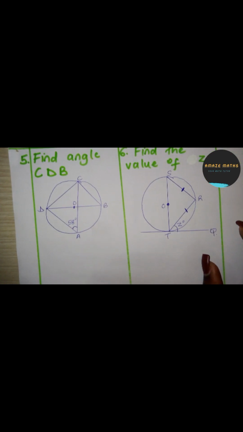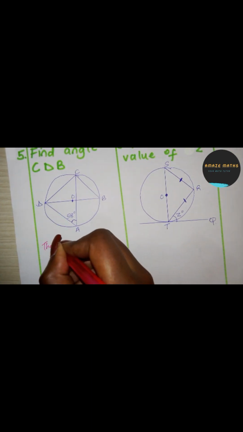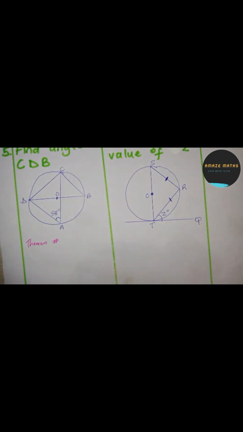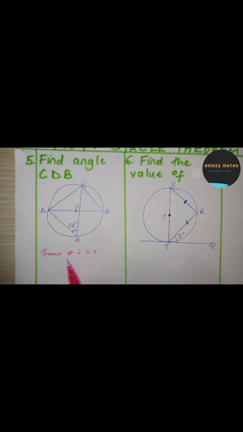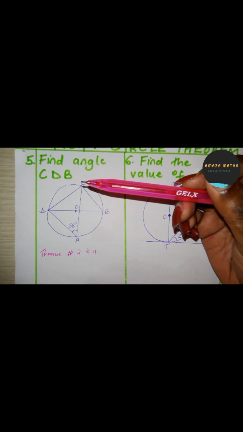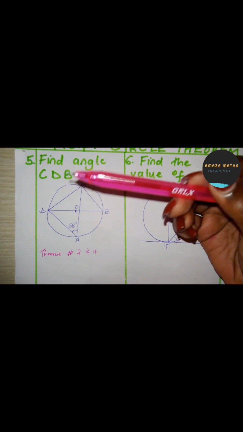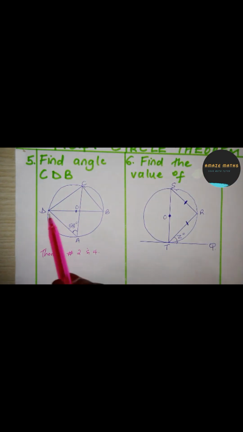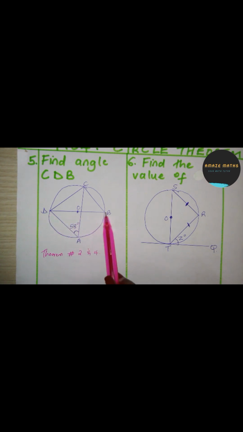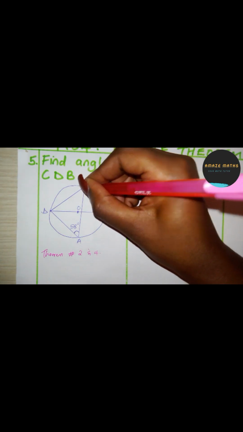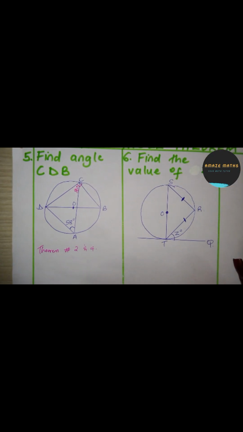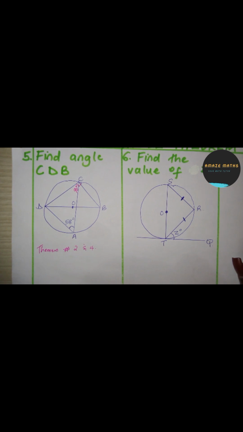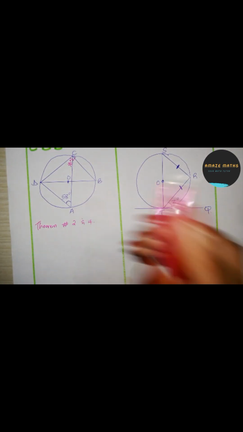Now for number 5, we're going to use two theorems, that is theorem 2 and 4. Theorem 2 says that the angle in a semicircle is a right angle, meaning it's 90 degrees. So this is the diameter, so you have to find the semicircle first of all by finding the diameter. So the angle made here is 90 degrees. Okay, so we've used that one.